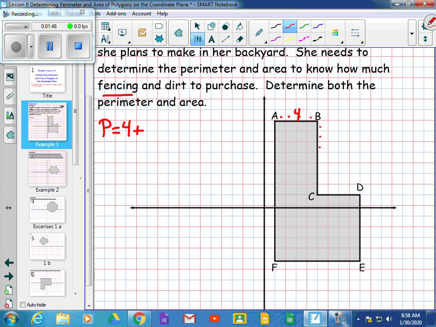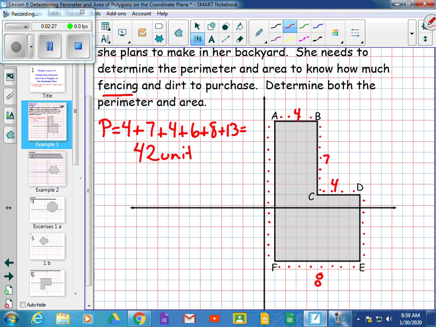BC, 1, 2, 3, 4, 5, 6, 7. CD, 1, 2, 3, 4. DE, 1, 2, 3, 4, 5, 6. FE, 1, 2, 3, 4, 5, 6, 7, 8. And AF, 1, 2, 3, 4, 5, 6, 7, 8, 9, 10, 11, 12, 13. And if we add those up, we should get 42 units.